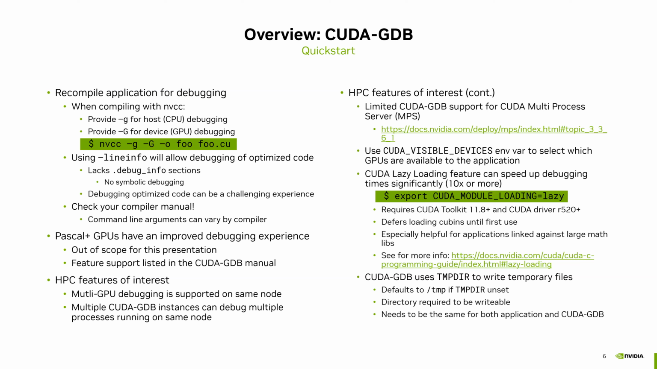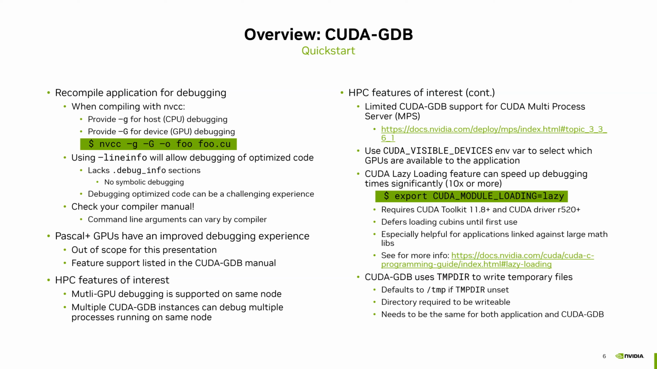Some HPC features of interest. Multi-GPU debugging is supported on the same node. What I mean by this is if you have a single application that is making use of more than one device, you can debug that application in a single CUDA-GDB instance, so you'd be able to see all the kernels that are launched on every device. We also have support for multiple CUDA-GDB instances that can debug multiple processes running on the same node. So if you have multiple a.outs that are sharing the same GPU, you can fire up multiple CUDA-GDBs, attach onto each one with a unique CUDA-GDB instance, and debug each application side by side.